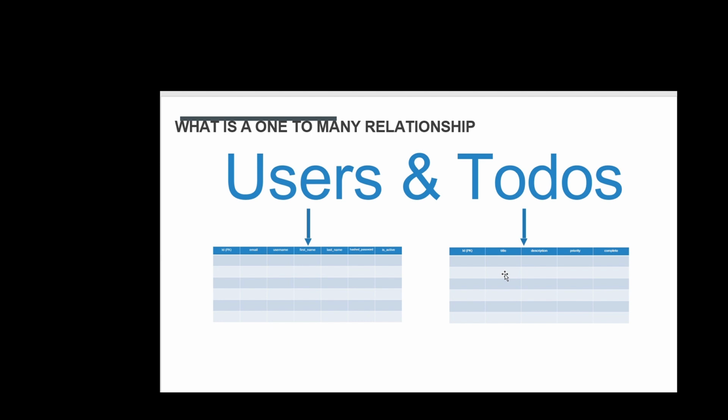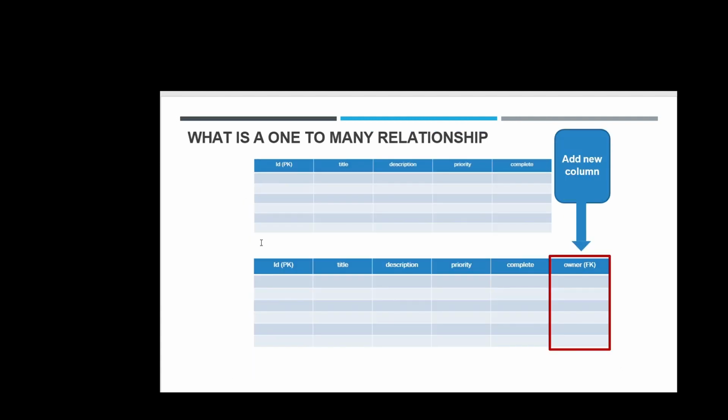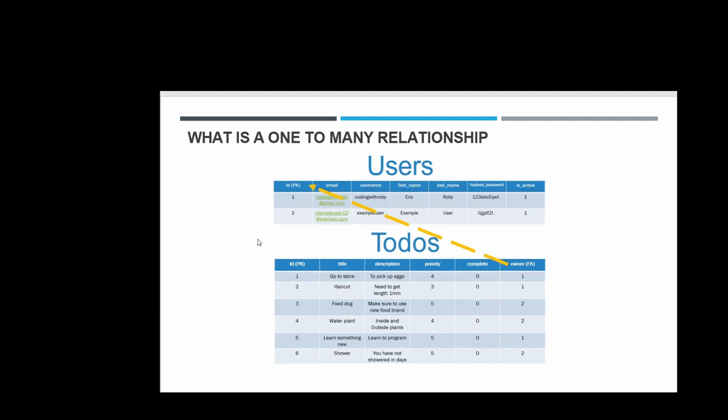So we need to now understand how to connect these two tables. We can connect these tables by adding an owner column to the to-dos table. The owner is going to hold the values of the ID column. So we're going to map the ID to the owner column and say that, for example, if owner is 2, we're going to understand who owner 2 is and find it from the users table.